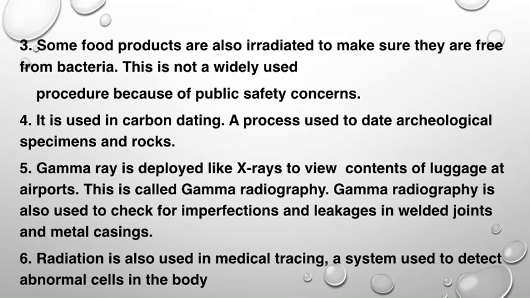Now, radiation is also used in medical tracing. That's a system used to detect abnormal cells in the body. For instance, iodine tracers may be used in the body to detect how the cells in the body react, so that they can know which cell is damaged or which cell is still good.